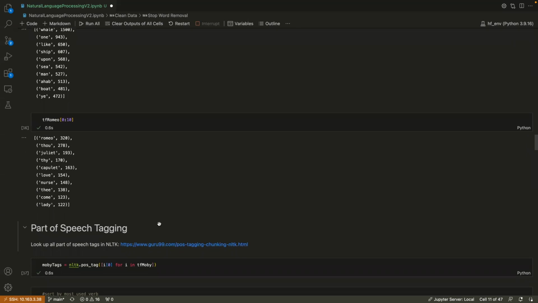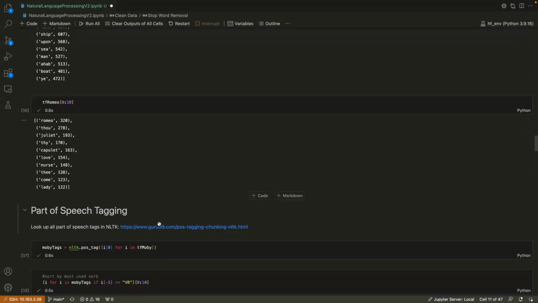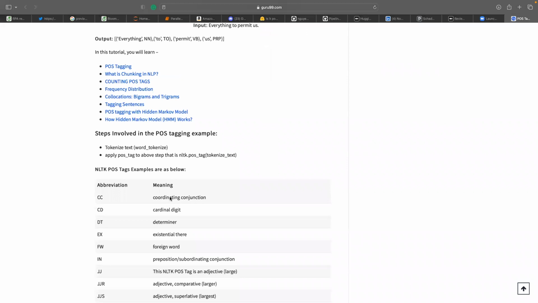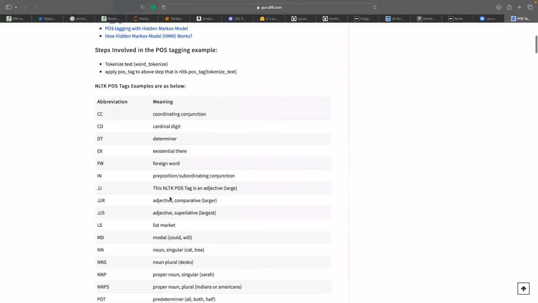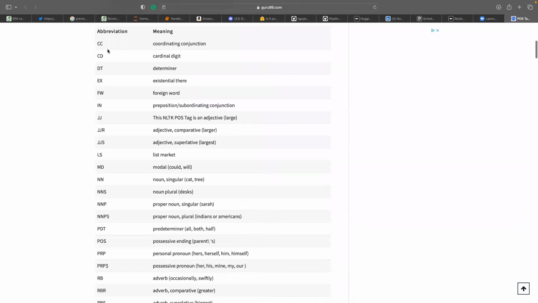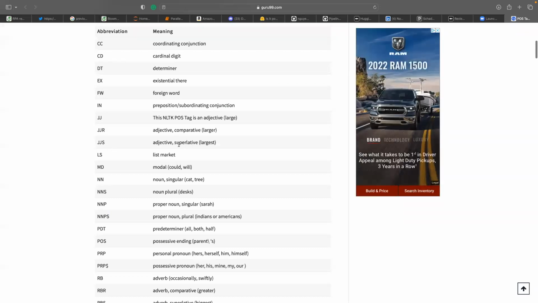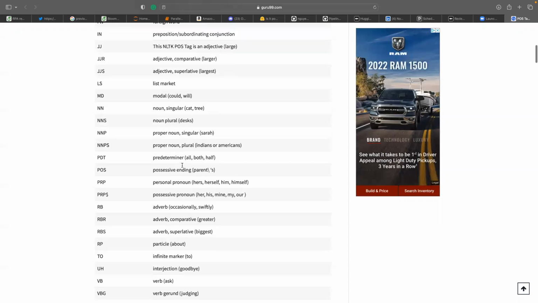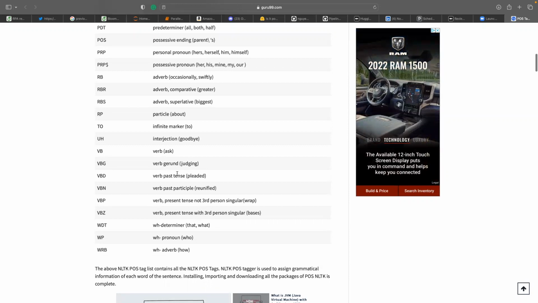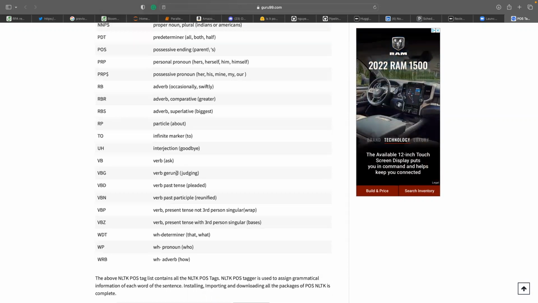And then we talked about part of speech tagging, which is saying this is a verb, a noun, or whatever. You can look up all the part of speech tags here. There's actually way more parts of speech than I thought, because I speak English, but I don't really know it. Here are all the parts of speech tags that the Natural Language Toolkit has: adjective comparative, adjective superlative, and there are even several verb types, like verb gerunds. Judging, ING is a gerund.